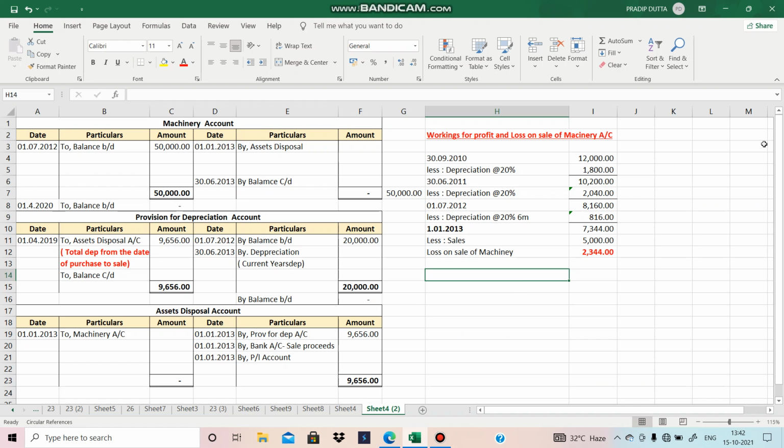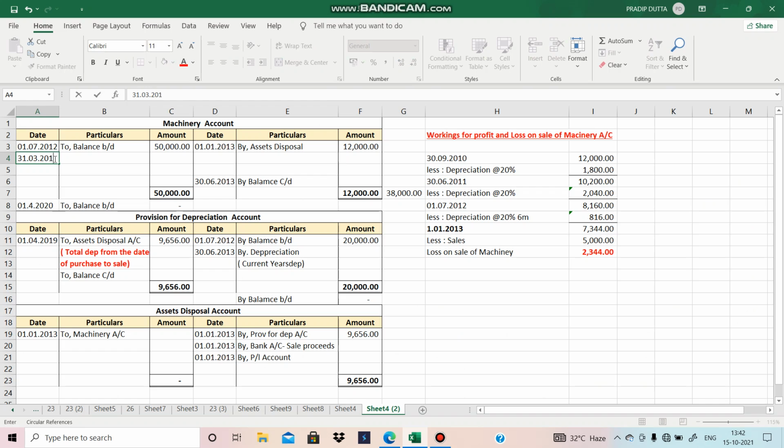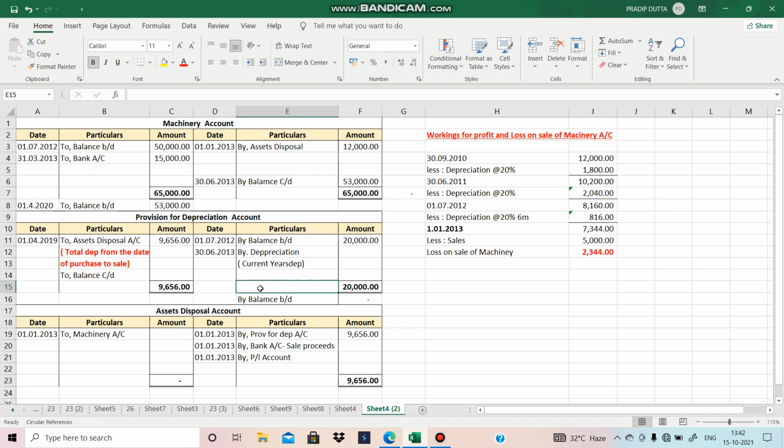Now the asset disposal account we have to write over here. 12,000, always the original value. And a new machine was bought on 31st March 2013, with the entry to the bank account similar to that. What is the cost of the new machinery? It is 15,000. So the written down value on 30th June 2013 is 53,000. Okay, it is clear.